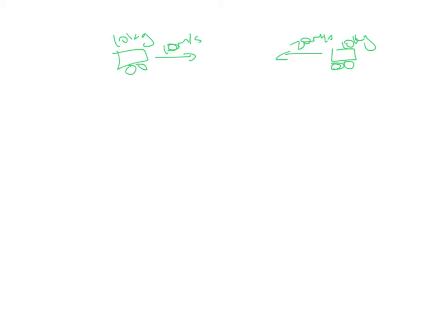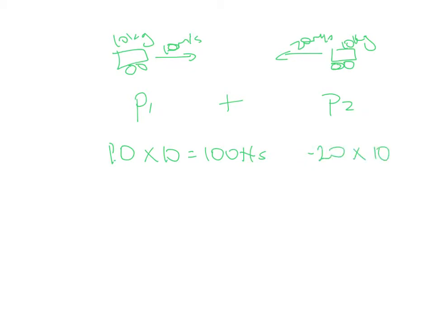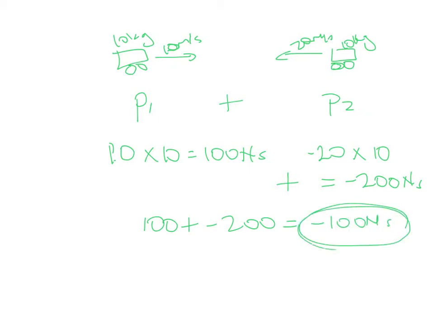Now, so total momentum before is going to be the momentum of this one plus the momentum of that one. So the momentum of this one is going to be mass times velocity, so mass times velocity equals 100. This one's going to be negative 20 because it's going to the left, times 10, and so that equals negative 200. So what is these two added together? 100 plus minus 200 equals minus 100. So that is my total momentum before.